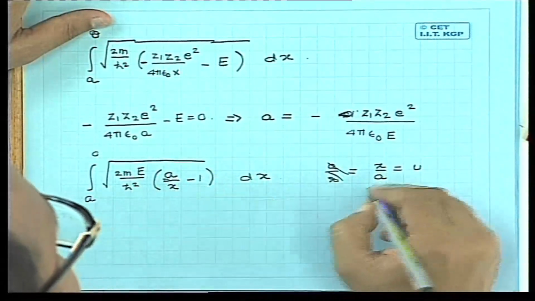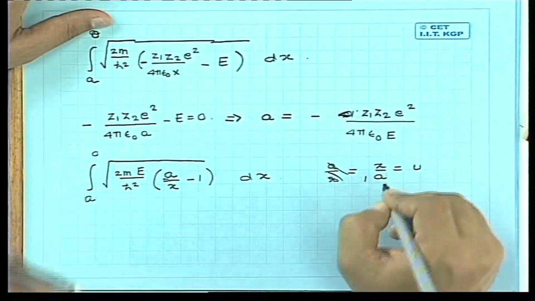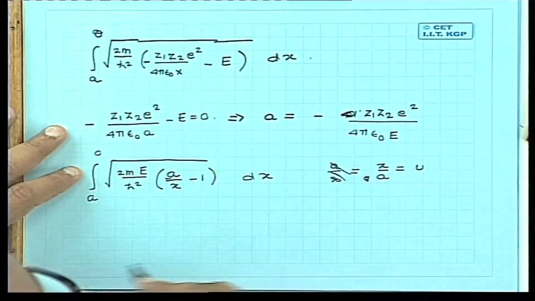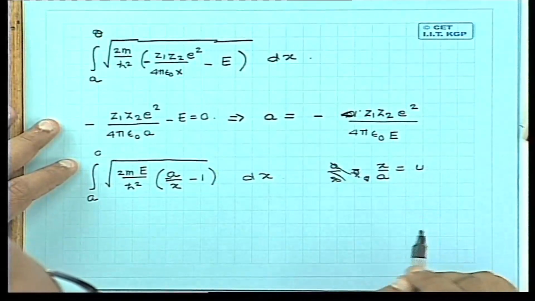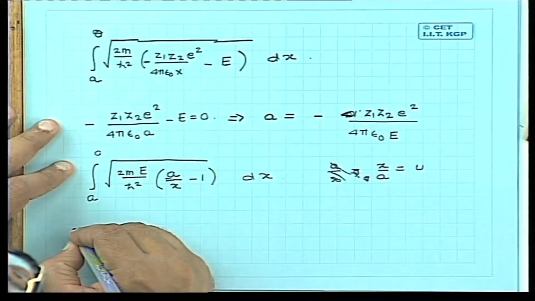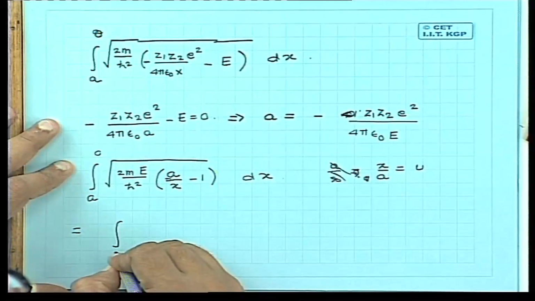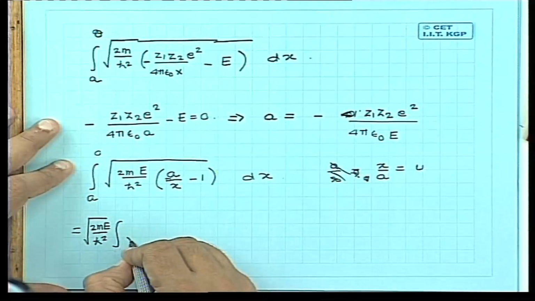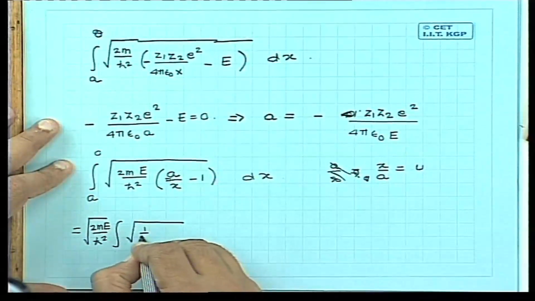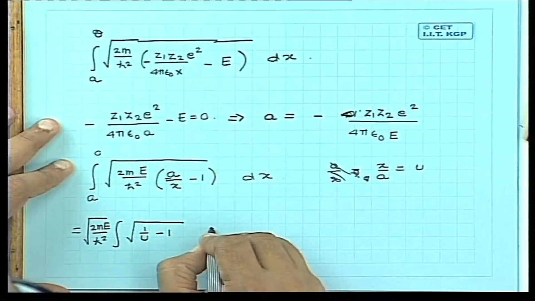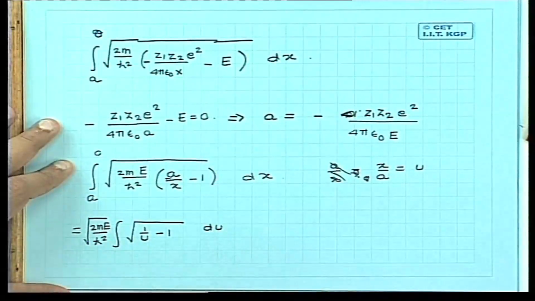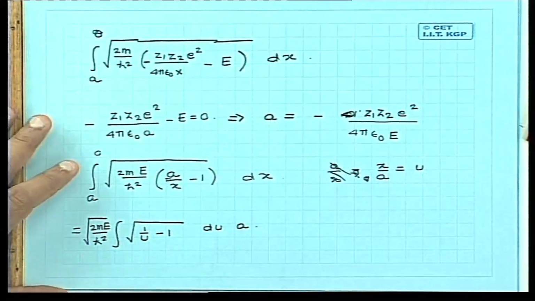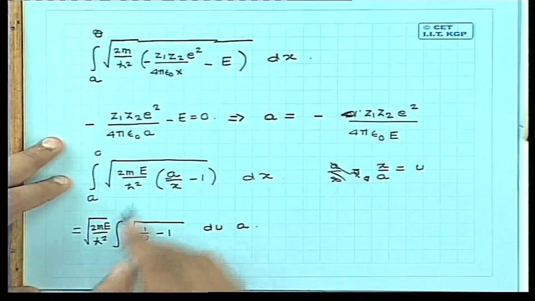Let us define this, so we have this, and this becomes equal to, I can take this whole factor outside, square root of 2me by h cross squared, times square root of 1 by u minus u, and this becomes du, and I get a factor of a outside, because dx is equal to a into du. Okay, so let us now evaluate this integral.